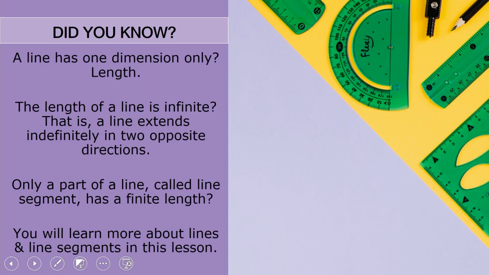So, did you know that a line has one dimension only, length? The length of a line is infinite. That is, a line extends indefinitely in two opposite directions. Only a part of a line, called a line segment, has a finite length. You will learn more about lines and line segments in this lesson.